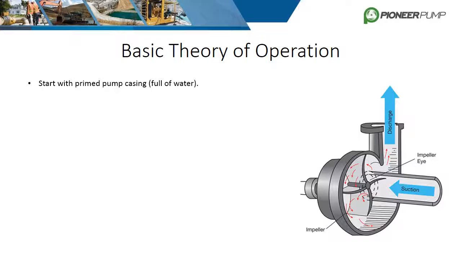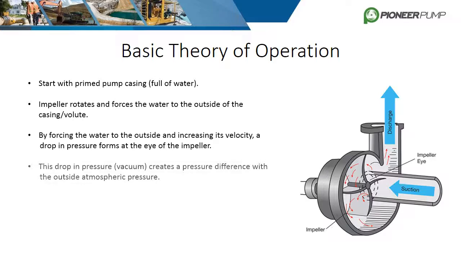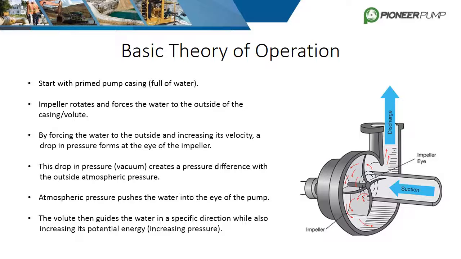To explain how the pump works, let's start with a volute or pump casing full of water. This would mean the pump is primed. As the engine or motor rotates the impeller, it forces the water to the outside of the casing or volute. As the water is forced to the outside, its velocity increases and the water at the center, or eye, of the impeller sees a drop in pressure. This drop in pressure creates what is referred to as a pressure differential between the water inside the pump case and the outside atmospheric pressure. The difference in pressure enables the atmospheric pressure to push water into the eye of the pump. The volute then guides the water in a specific direction while slowing it down. This increases its pressure or potential energy.